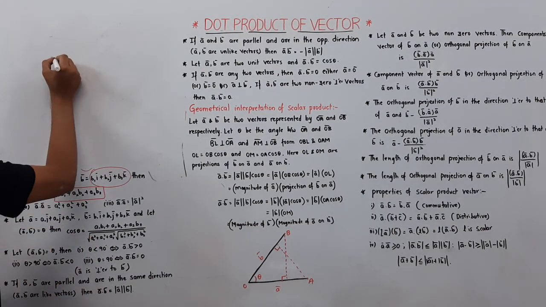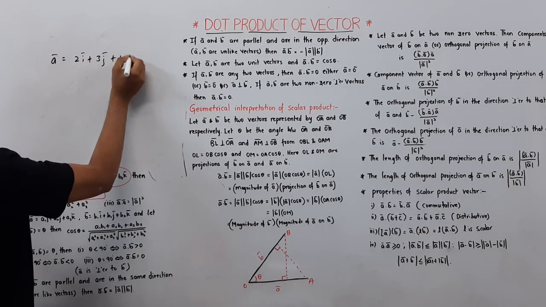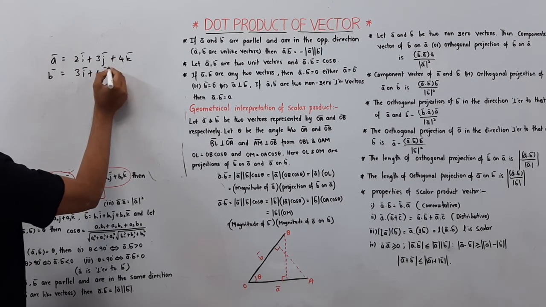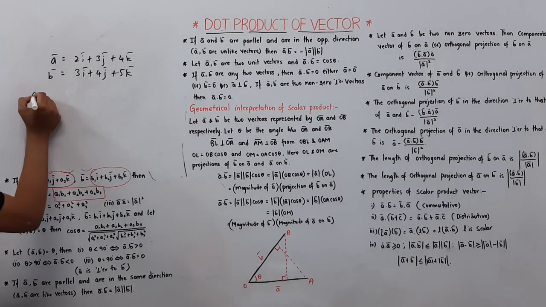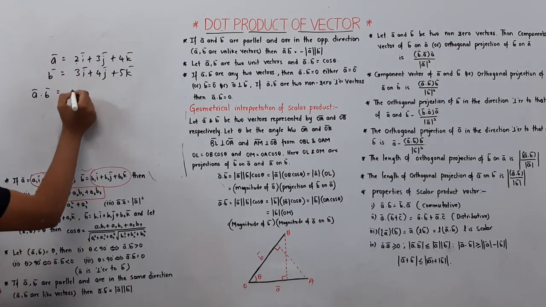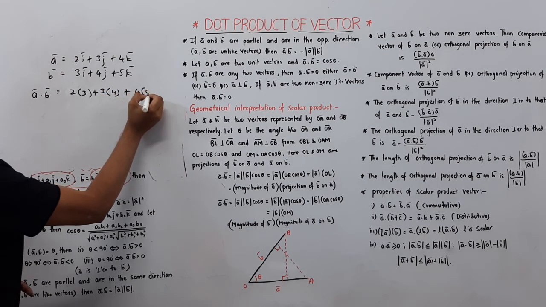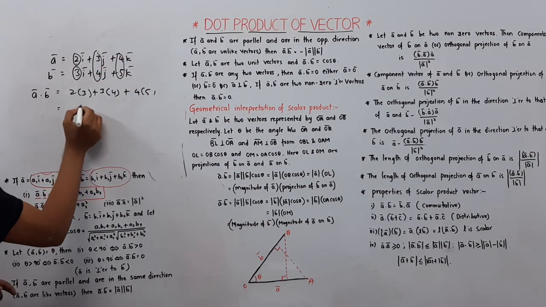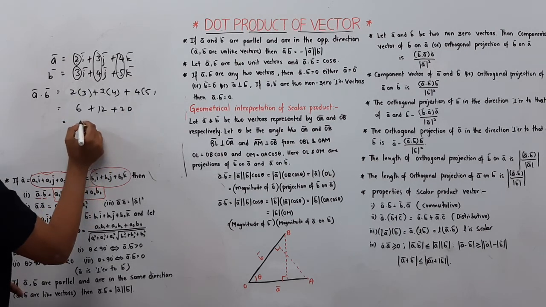For example, a bar equal to 2i bar plus 3j bar plus 4k bar and b bar equal to 3i bar plus 4j bar plus 5k bar. Here we have two vectors, and the dot product a bar dot b bar is simply a1 b1, that is 2 times 3, plus a2 b2, 3 times 4, plus a3 b3, 4 times 5. Here you can multiply these: 2 times 3 is 6, 3 times 4 is 12 and 4 times 5 is 20. Completely you can write 38 here.